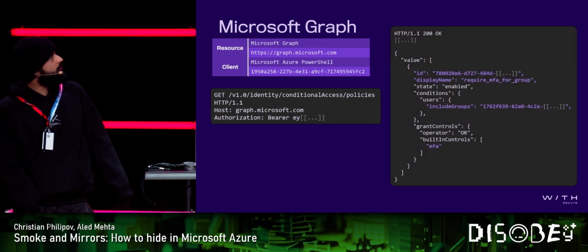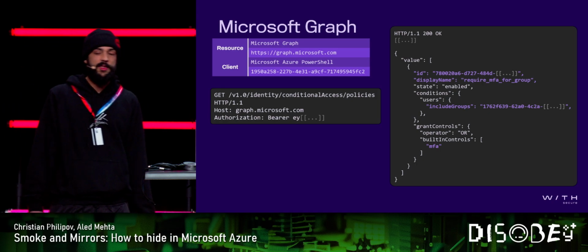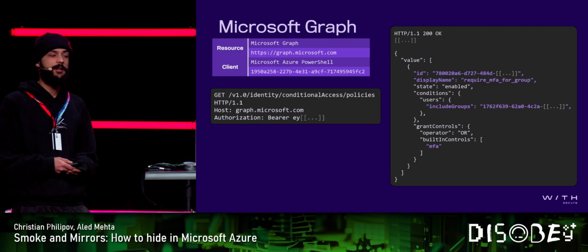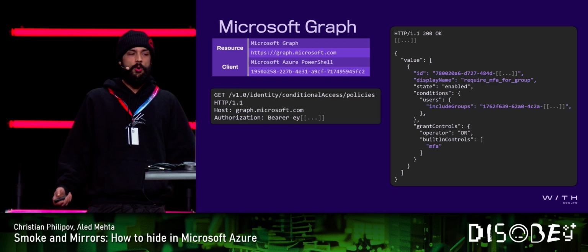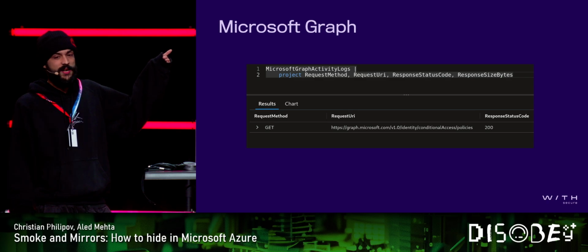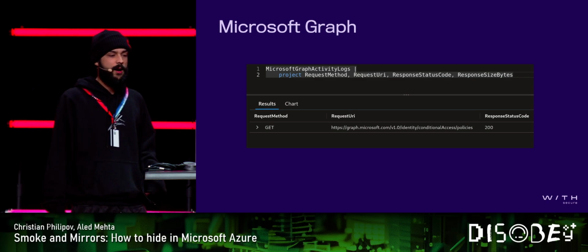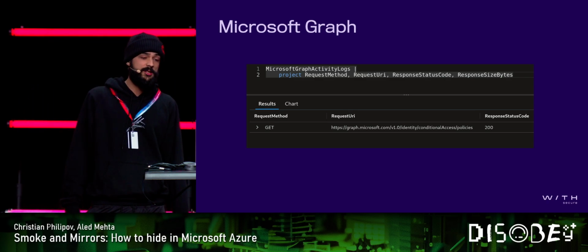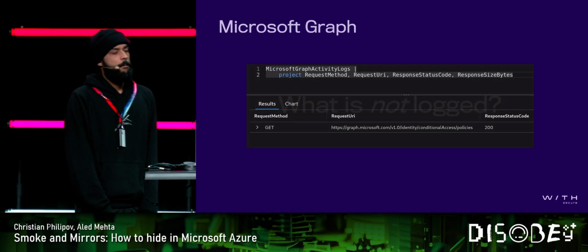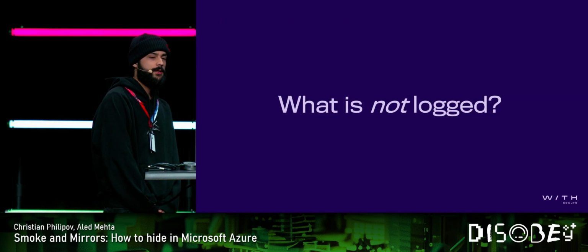Great, we can see we've got the ID of the policy and the display name, and this is just a conditional access policy that's enforcing MFA for a specific group. Great, so what gets logged here? Cool, we can see we've got the request that was made, we've got the URI of that, and we can see it had a 200 response status. There would also be a response size there. But what is not logged?